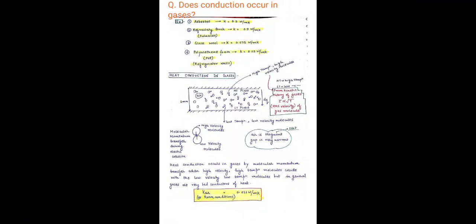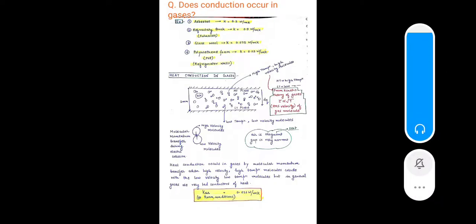Friends, generally we think conduction occurs in solids only, not in gases. Based on this, we will see one question: does conduction occur in gases? Its answer is yes, conduction occurs in gases. Consider two plates, one plate at high temperature and the other plate at low temperature.